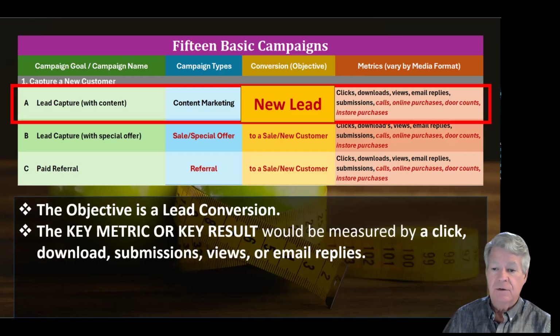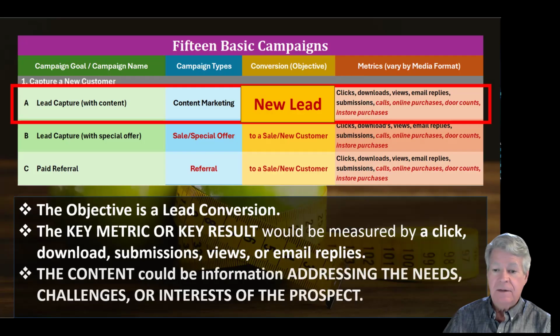In some cases, you'll find your key metric in the Facebook Ad Manager or the Campaign Manager, or in LinkedIn, the Campaign Manager in LinkedIn. In other cases, the key metric will be reported by your CRM. In MailChimp, it will be listed in either your marketing dashboard, which provides a high-level overview across all your campaigns, or your campaign reports with specific data on email and landing page campaigns, which is an easy place to find that information. And the content could be information addressing the needs, challenges, or interests of the prospect.